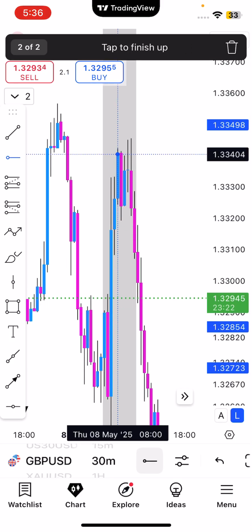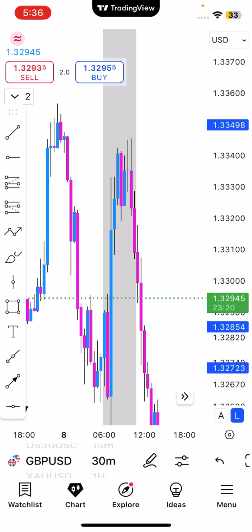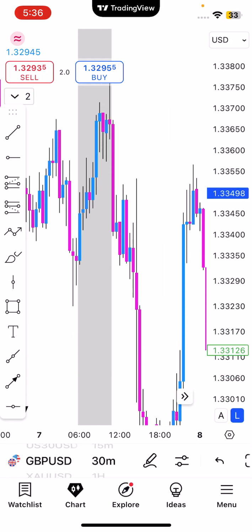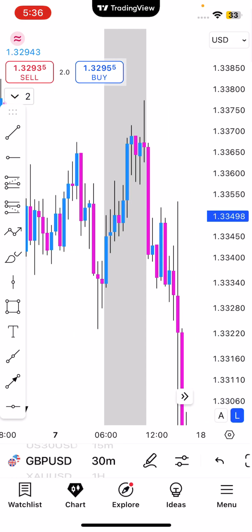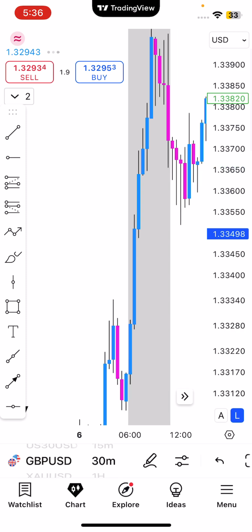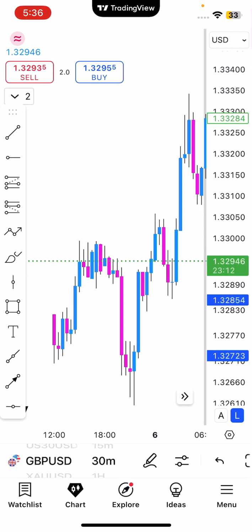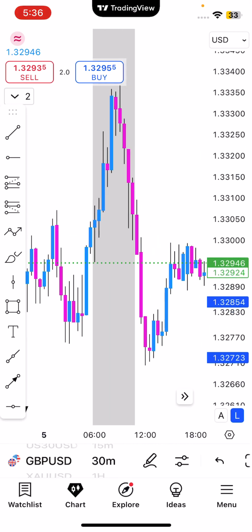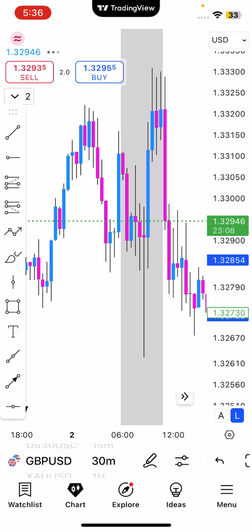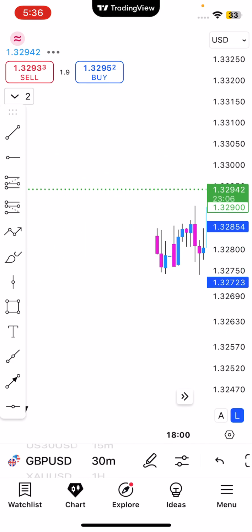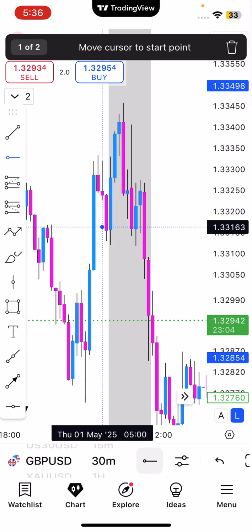This is a double top. I don't like to do double tops, so it's not for me. Nothing here. Nothing here. Nothing here. Nothing here. Here we go.